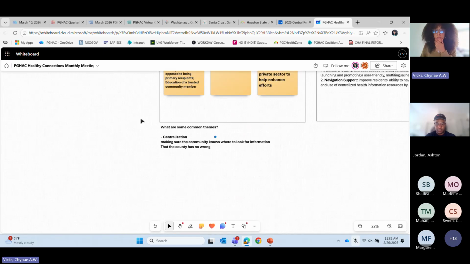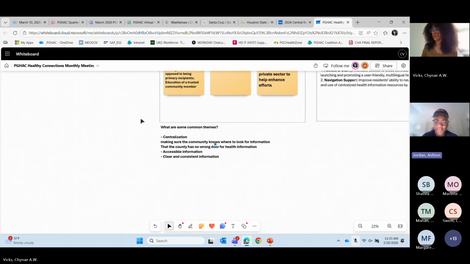All right. Any other common themes? We have centralization, we have accessibility or access. Yes, clarity, clear and consistent information. Clarity and consistency. Love that. Maybe even a little bit of navigation support. Community involvement. That's great. Awesome. This is wonderful.